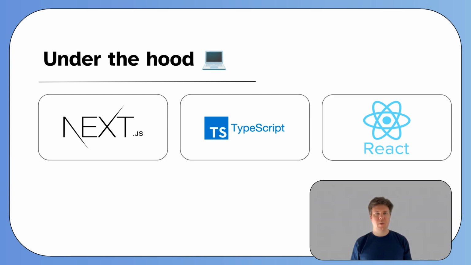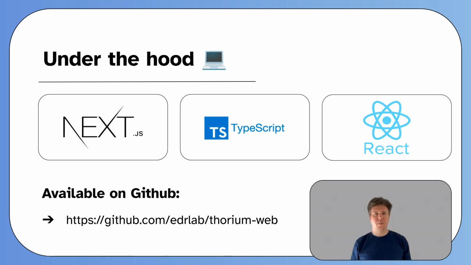To help with the accessibility of our components, we're leveraging Adobe's React Aria. And as usual, this project is available on GitHub under a permissive BSD3 license. Just make sure that you look up Thorium Web under the Idealab organization. The link is also available under this video's description or on YouTube if you need it.